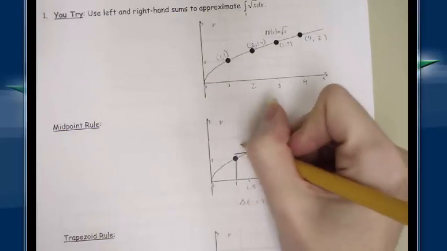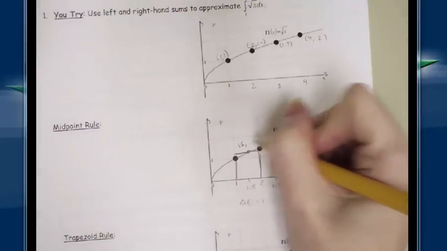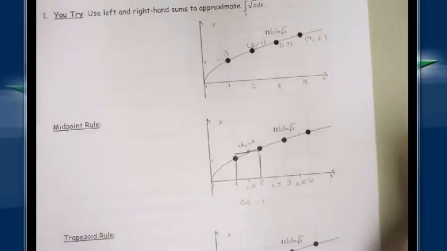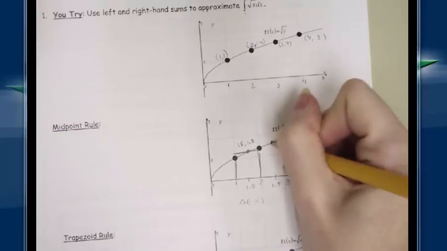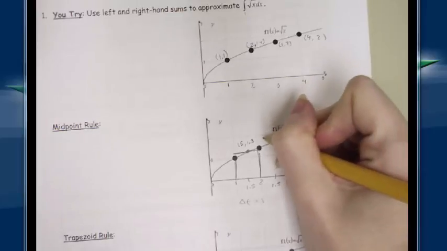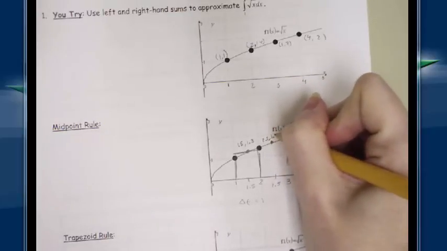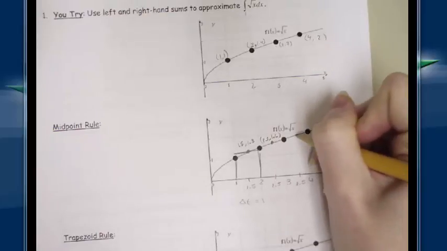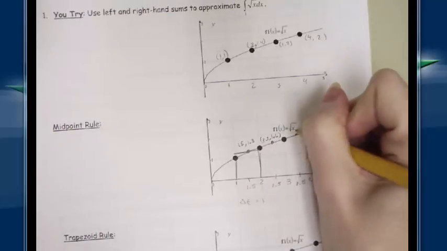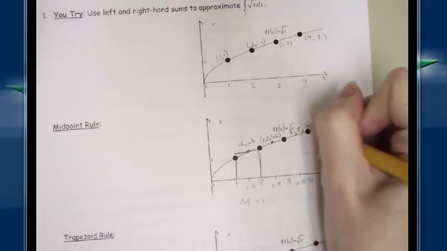I'm going to say 1.5, 1.3, just so we all agree. 2.5, 1.6. And 1.9. So 3.5, 1.9.